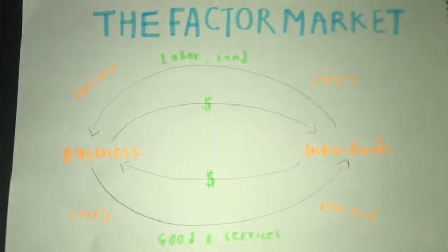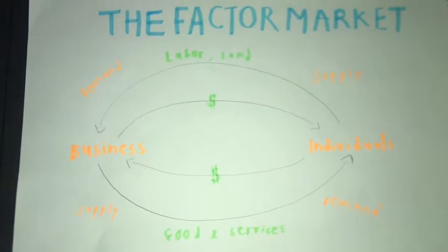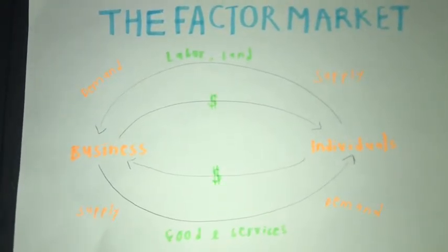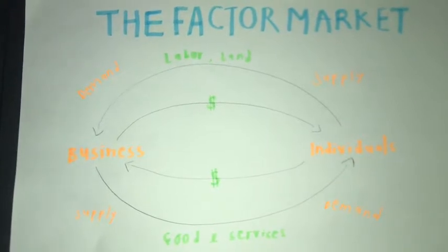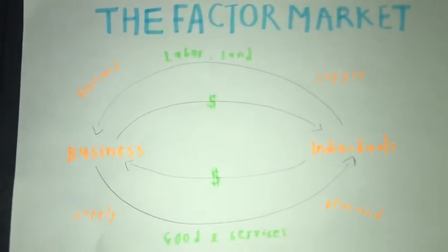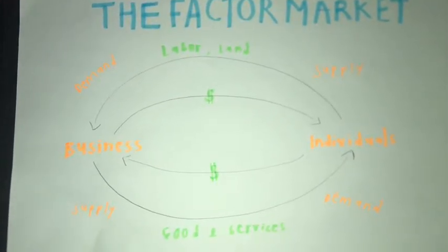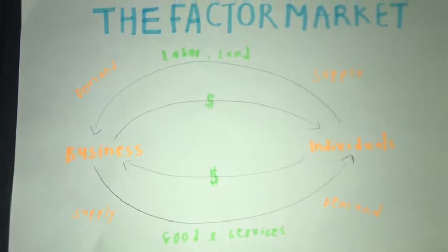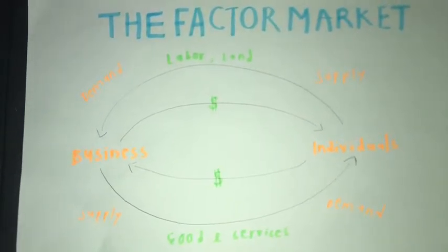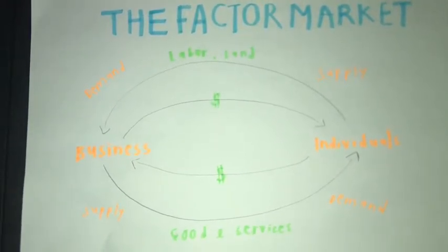As you can see on the diagram below, this is called the circular flow model. On top is the factor market, bottom is product market. In the product market, individuals provide money to businesses and in return, businesses provide goods and services. However, for the factor market, the businesses are the ones who provide money to the individuals, which in most cases is a wage, and individuals provide their labor or their land to the business.